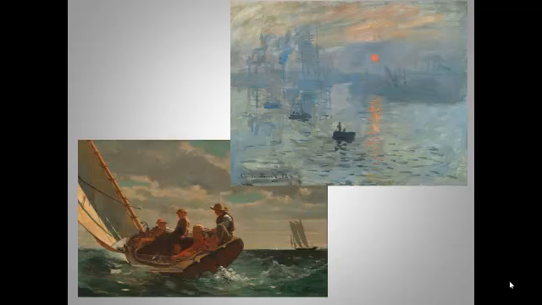Bottom left is a painting by Winslow Homer, a somewhat romantic American realist. In the upper right, you see the painting by Monet that gave Impressionism its name. Clearly, the Monet moves closer to abstraction. But what do these paintings have in common? Well, each intends to capture a particular fleeting moment.